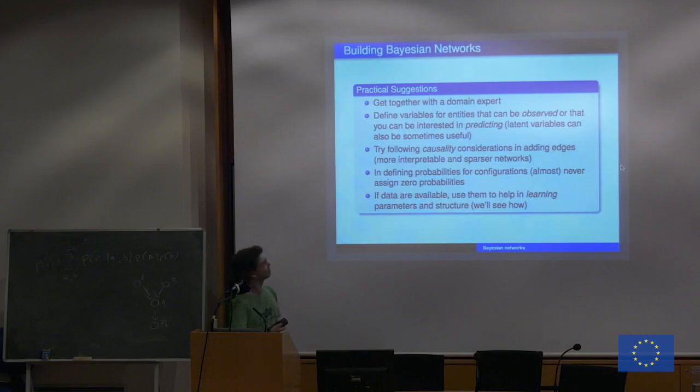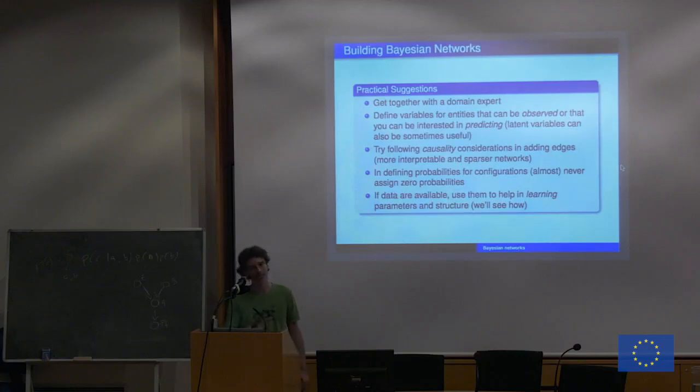Try as much as possible to follow causality considerations when putting links, both in terms of semantics and interpretation, and also because it tends to produce sparser networks. The fewer edges you have in the network, the better, because when you do inference, you have fewer channels for passing information, so you go faster, okay? And if you have a sparser network, which basically encodes the same information, it's much better, okay?